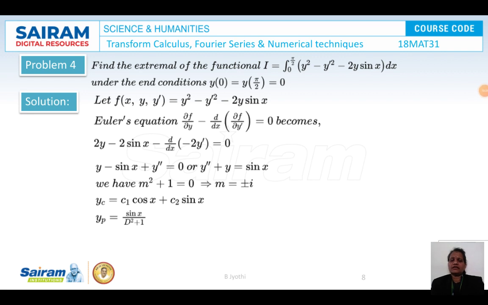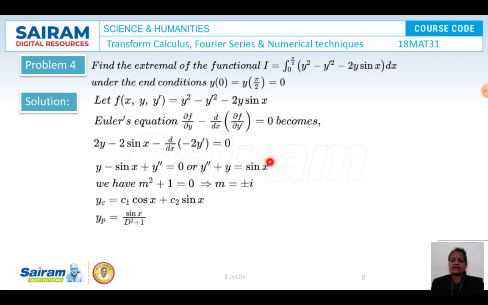Next problem. Find the extremal of the functional integral of y square minus y dash square minus 2y sin x dx, under the end conditions y of 0 is 0, y of pi by 2 is 0. Consider the function and the Euler's equation. Then the Euler's equation becomes 2y minus 2 sin x minus d by dx of minus 2y dash is equal to 0. Or dividing by 2 and rearranging, we get y double dash plus y is equal to sin x, or m squared plus 1 is equal to 0, that is m is equal to plus or minus i. Therefore, yc is equal to c1 cos x plus c2 sin x.